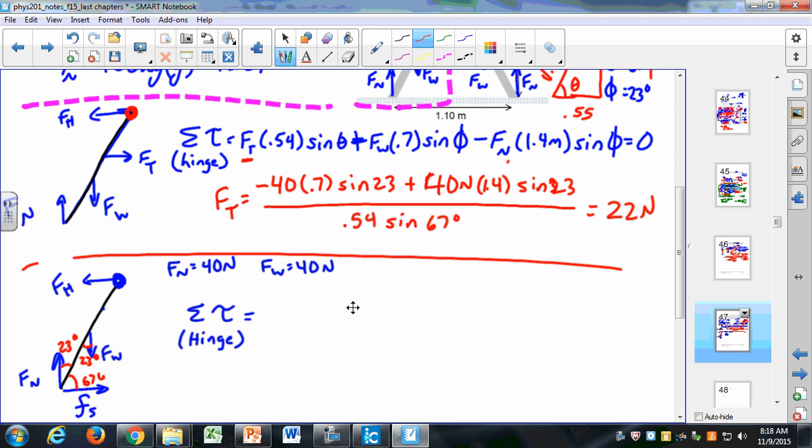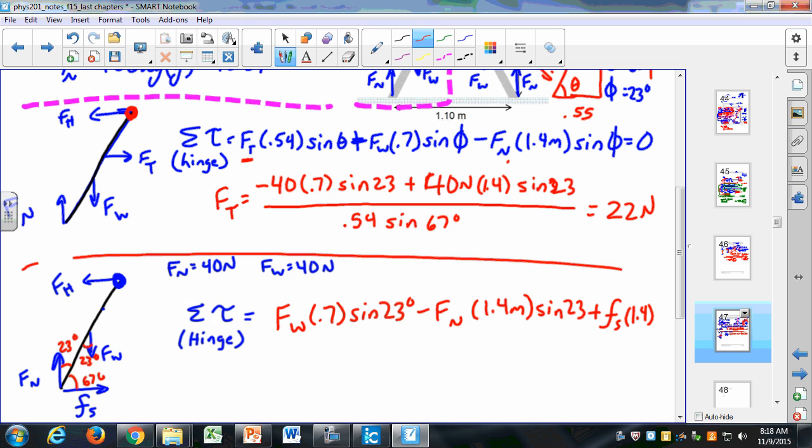So the sum of the torques about the hinge are going to be the weight, which causes a counterclockwise torque, times 0.7 times sine of 23, minus Fn times the distance, the height, or the length of that board, which is 1.4 meters, times sine of 23, plus Fs times 1.4 times sine of 67. And that's going to all equal 0.